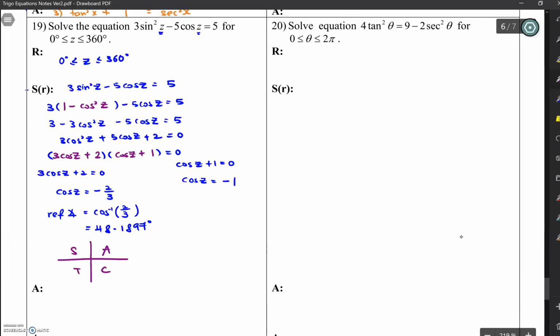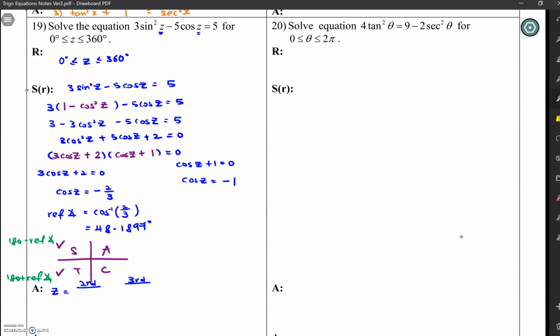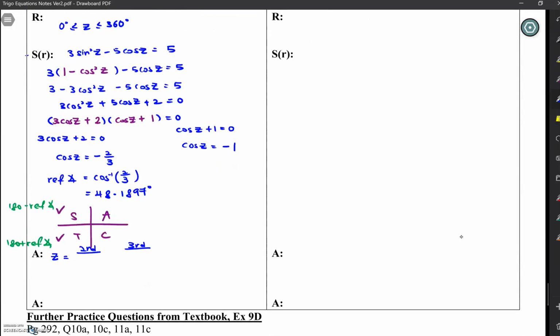Okay, so which quadrant will actually give you a cosine value that is negative? So hopefully you can see it's your second and third quadrant. And for second and third quadrant, it's simply just 180 minus reference angle and 180 plus reference angle. Okay, so now here, same thing. So I have the value of z is equal to the answer in my second quadrant and the answer in my third quadrant. Same thing, there's no manipulation after z. I mean, z is just z. I don't need to divide by 2 or times 2 or anything, right? So what I'll do is I can leave my answer straight to 1 dp.